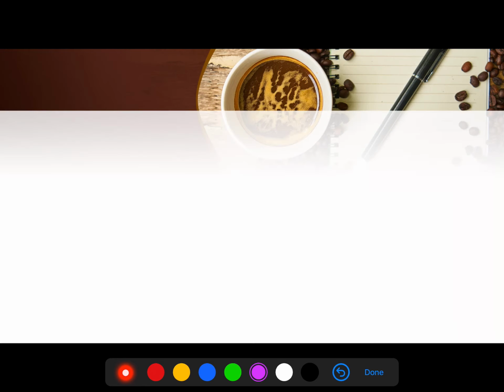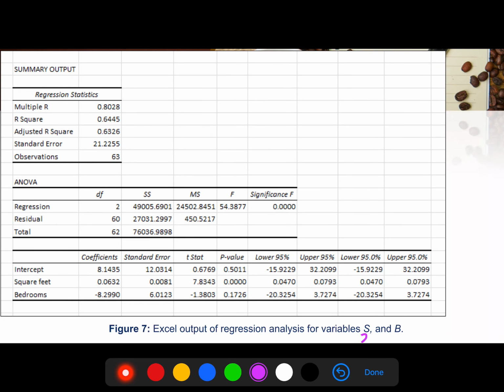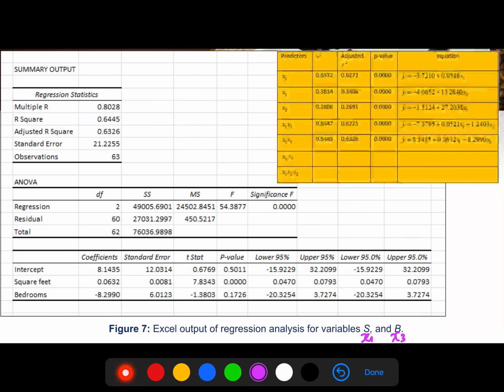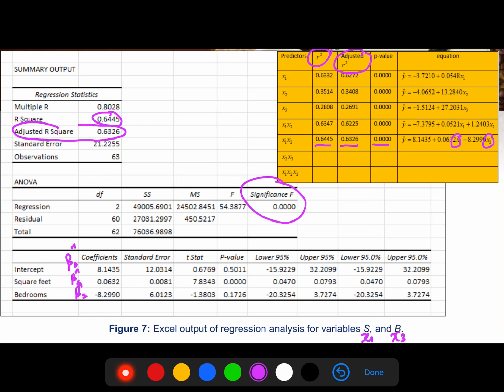Okay, next, x1 and x3. So S is your x1, B is your x3. So put in the table, R square 0.6445, adjusted R square here 0.6326, p-value 0.0000, and here is beta naught, beta 1, and beta 2. You will have x1 and x3.